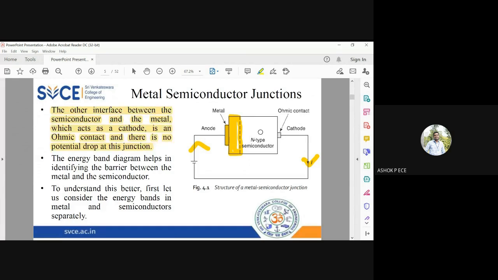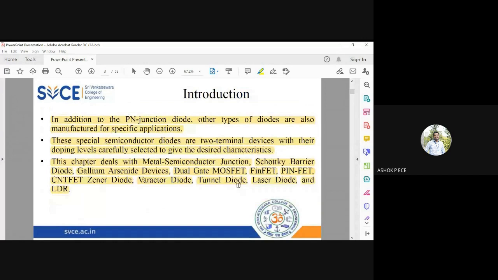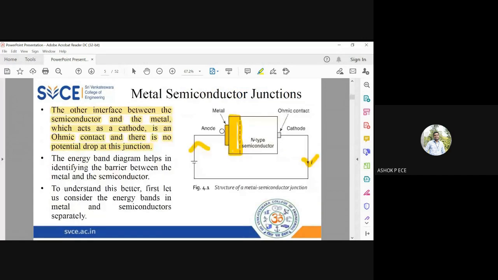Okay, two interfaces are there. One side is the metal side of the device, and one is the semiconductor side of the device. So one interface we have seen, the active junction is the interface with the metal which acts like an anode. So this is one junction, and the second junction is on the other side, which is going to be the cathode, which is going to be an ohmic contact.